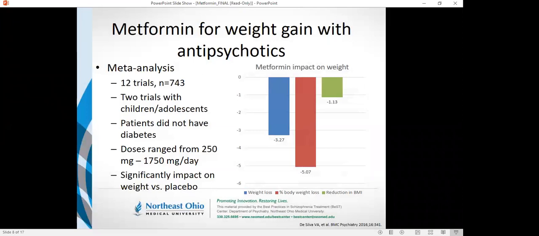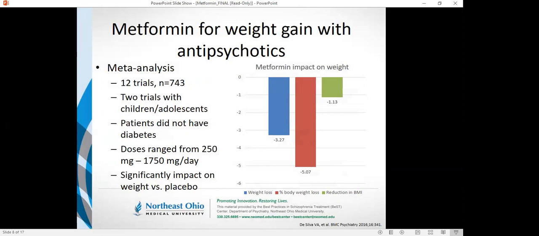Some were first episode patients, some were chronic patients. We'll talk a little bit about the differences between the two that they found, but they also did include 2 trials that were in children and adolescents. These patients did not have diabetes at baseline, and they were given either metformin or placebo, and then followed for the 12 to 24 weeks.